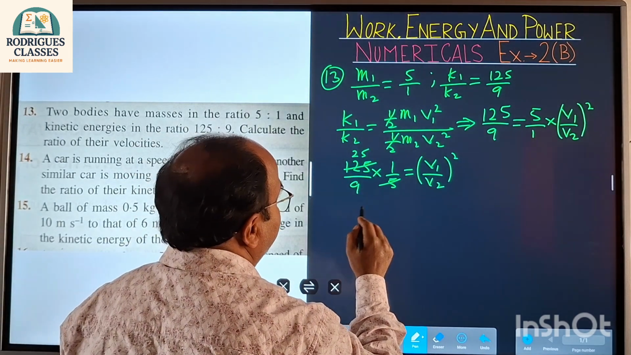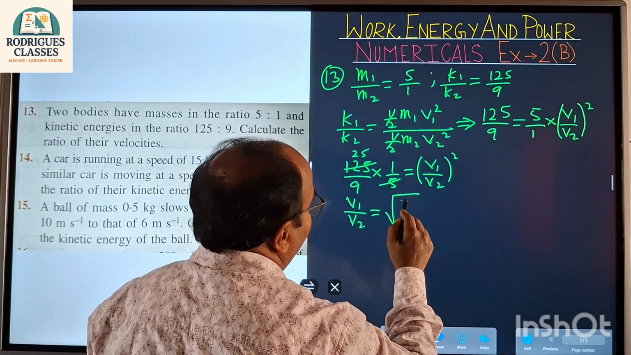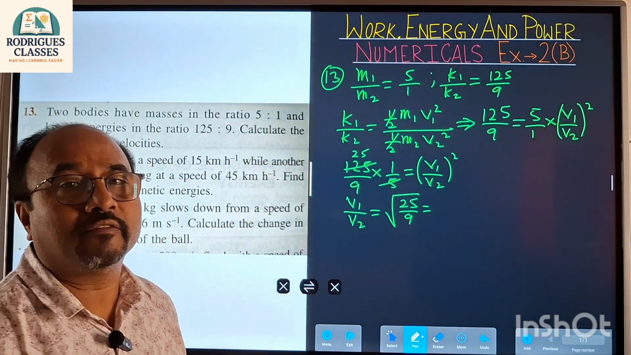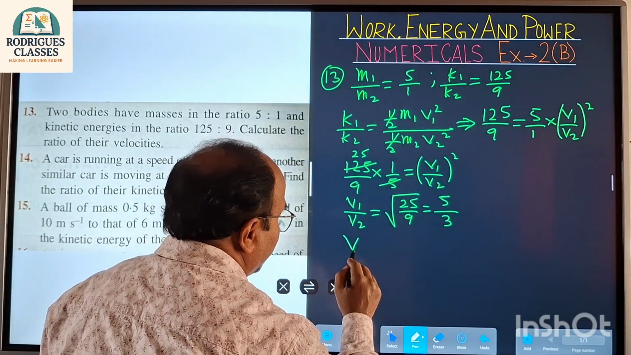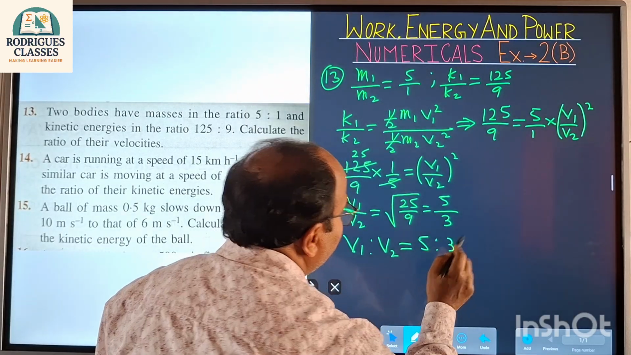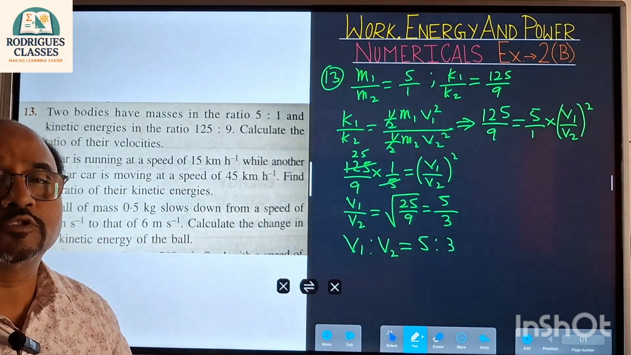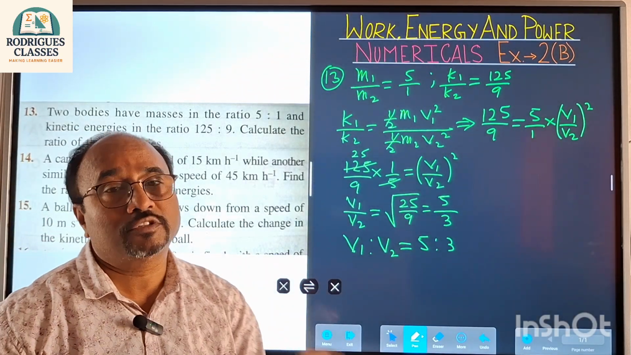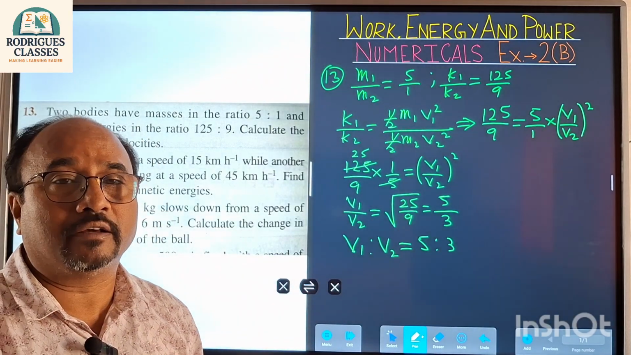25. So I can now write v1 by v2 is equal to root over 25 by 9, which, you know, root of 25 and 9 is 5 and 3. So I will get here 5 by 3. So I can write here v1 is to v2 is equal to 5 is to 3. So this is the way to relate and work out the sums when ratios are asked. Do not go to find their values separately and work it out. Okay, this way it is always better.